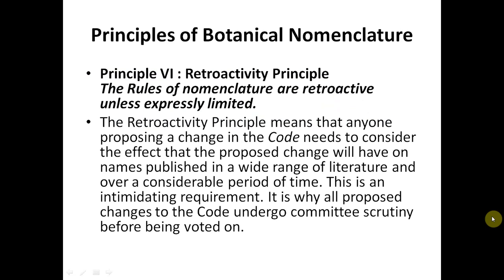So the last principle, the sixth principle, is the retroactivity principle. The rules of nomenclature are retroactive unless expressly limited. So what does it mean? The retroactivity principle means that anyone proposing a change in the code needs to consider the effect that the proposed change will have on names published in a wide range of literature and over a considerable period of time. So this is an intimidating requirement. It is why all proposed changes to the code undergo committee scrutiny before being voted on.